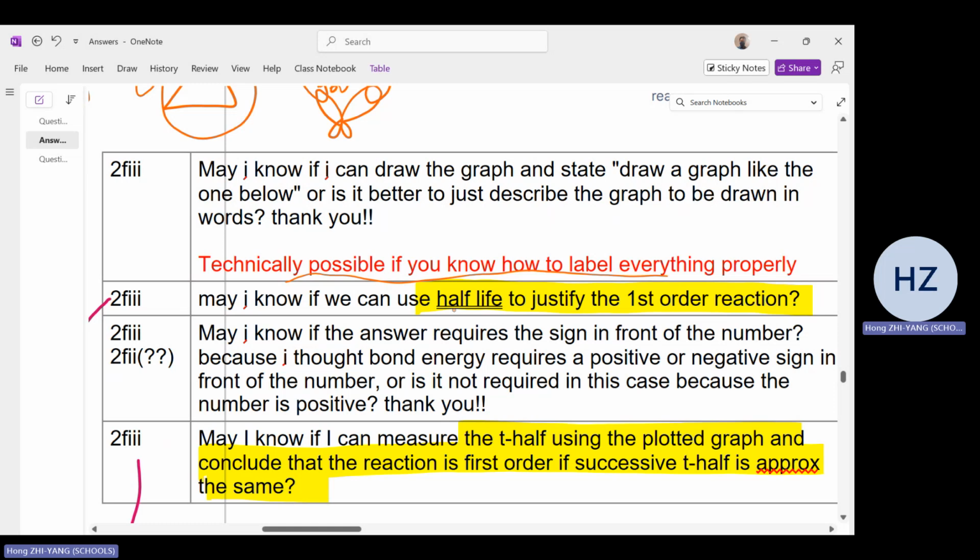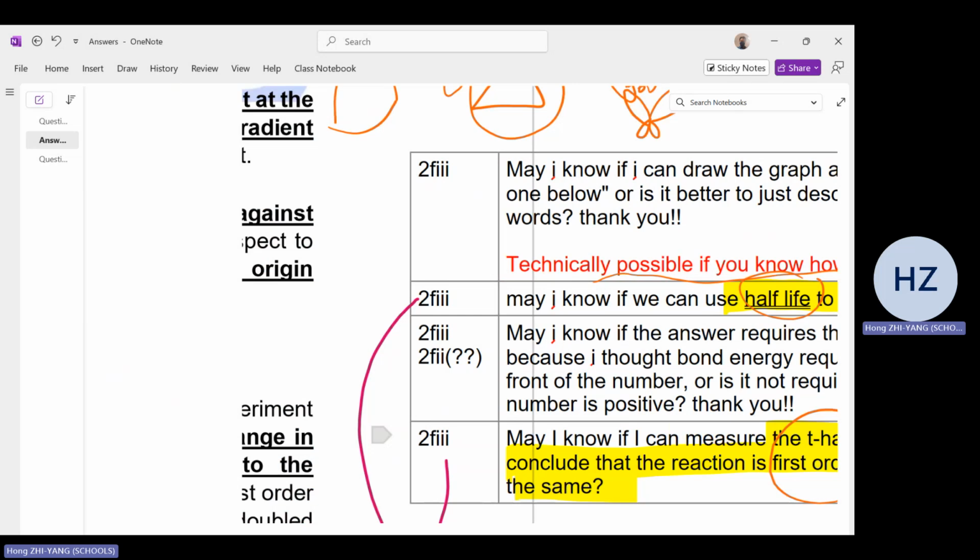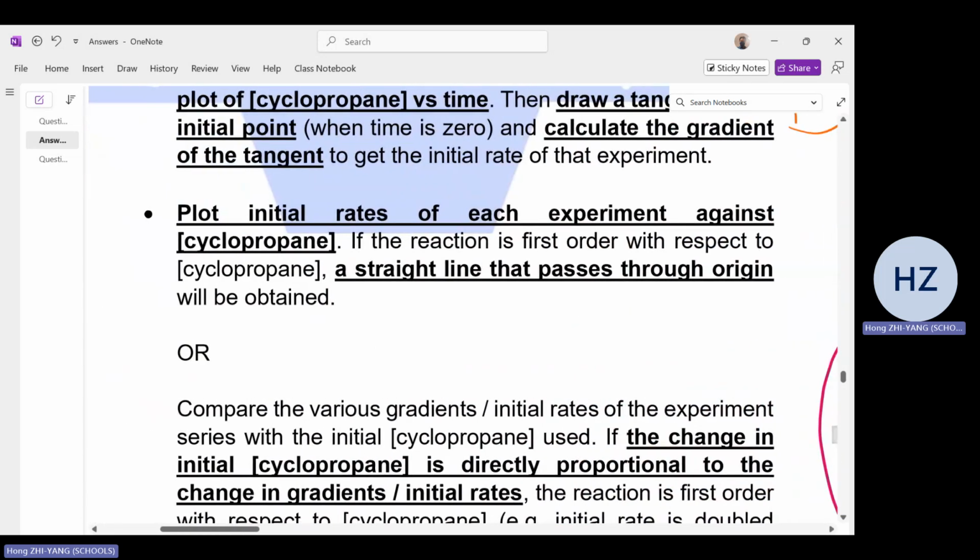This is another one. Can I use half-life to justify the first order? Can I use T-half to justify the first order? Okay, for this part. Because there was a question about plotting initial rate to get a straight line passing through the origin. So can I use the T-half? That means the T-half is constant, but they are being halved.